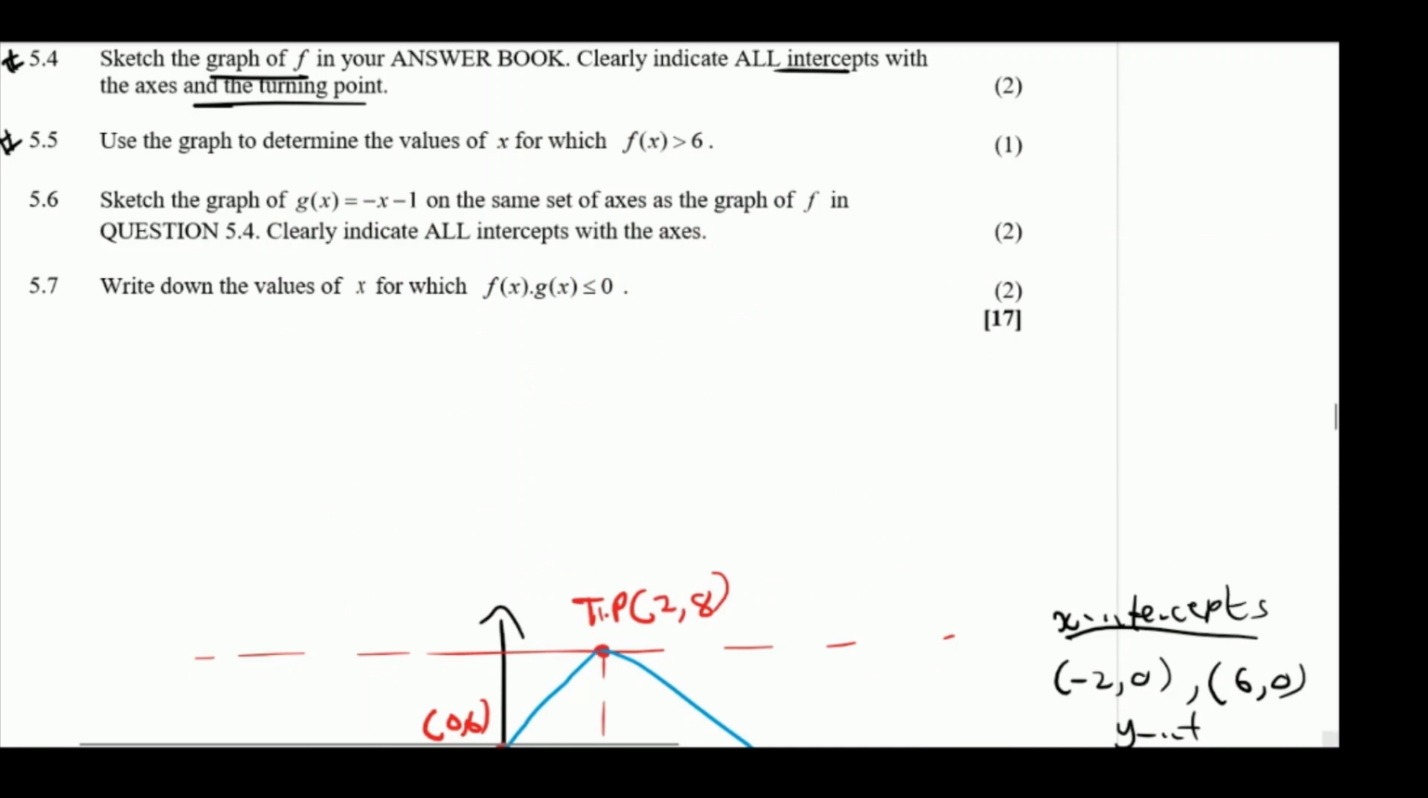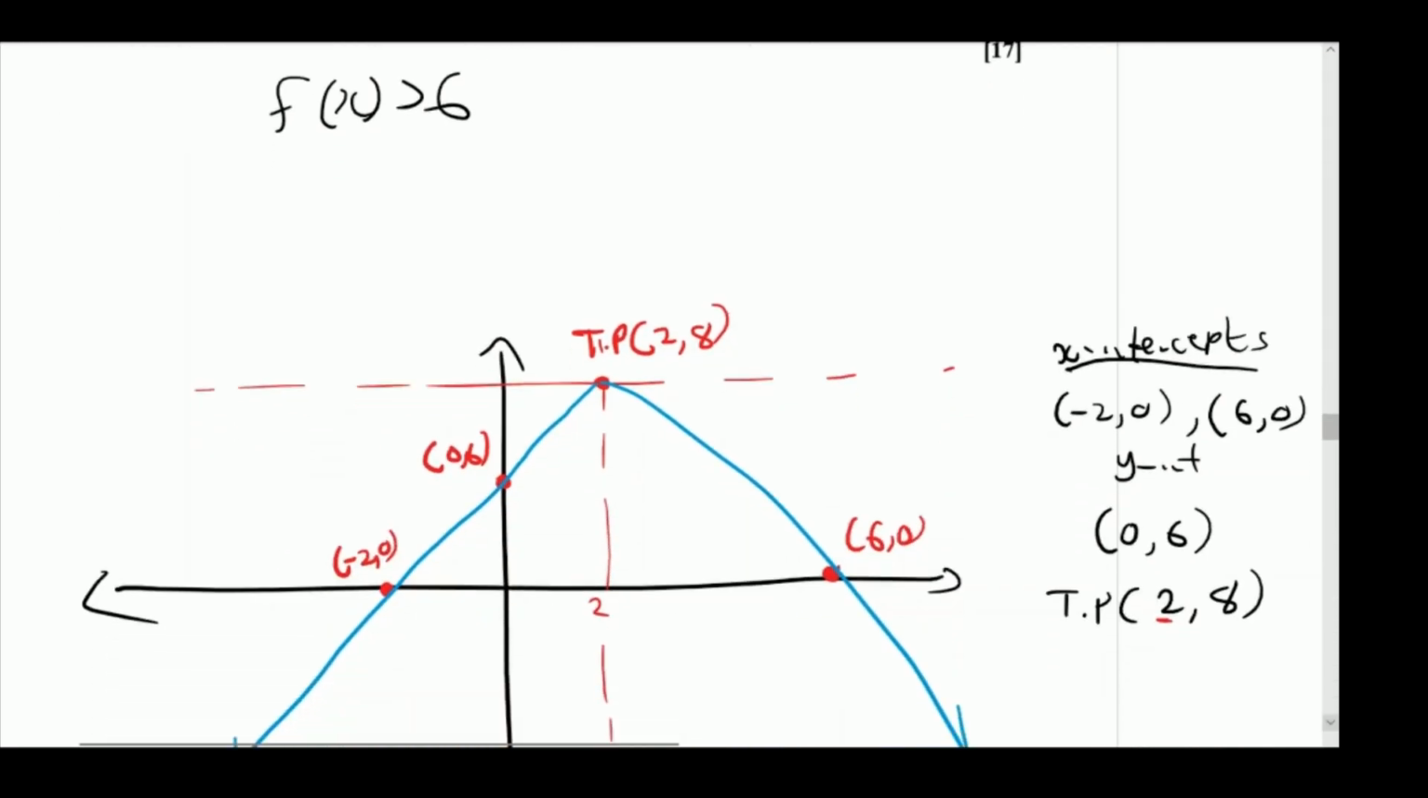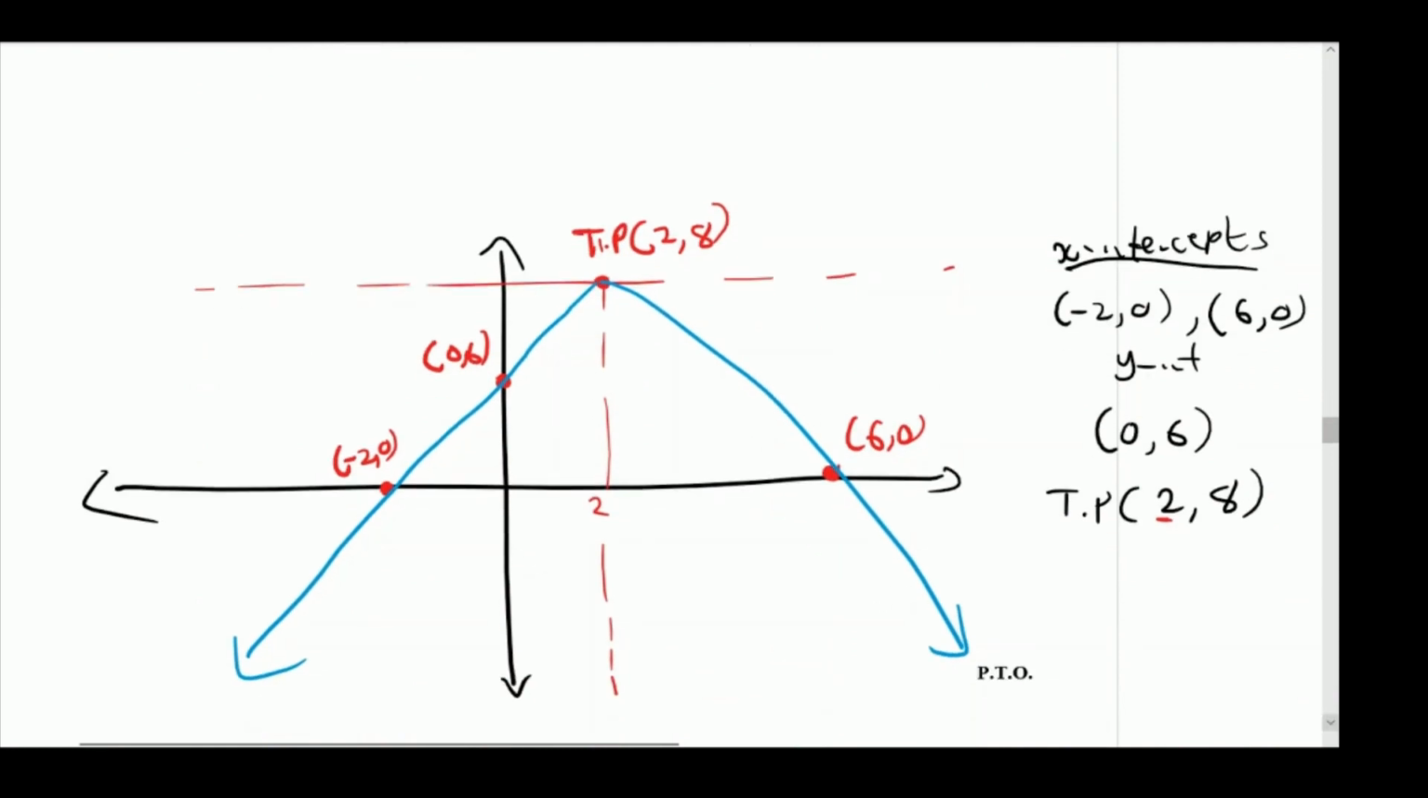Use the graph to determine the values of x such that f of x is greater than 6. So what are the values of x when f of x is greater than 6? So that's what this means. So we're going to go to the graph. When the y value is greater than 6, this is where that happens. It's here.